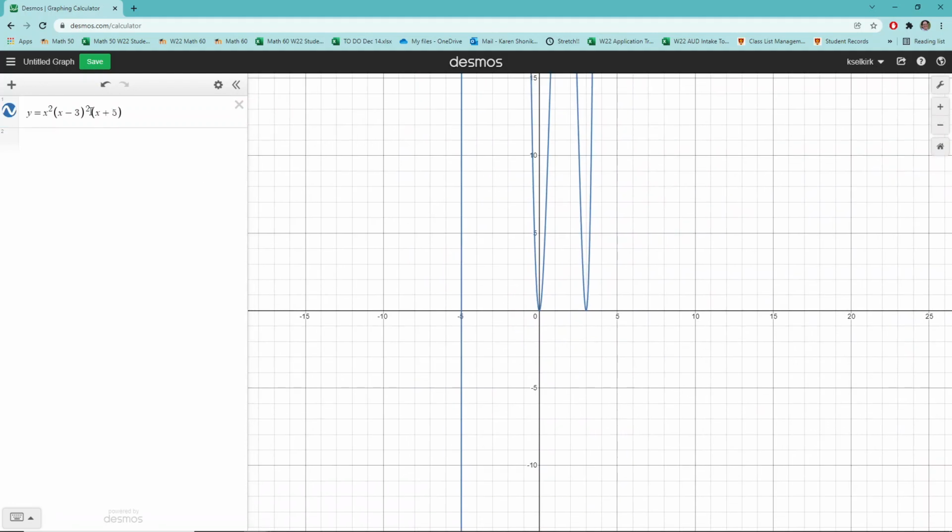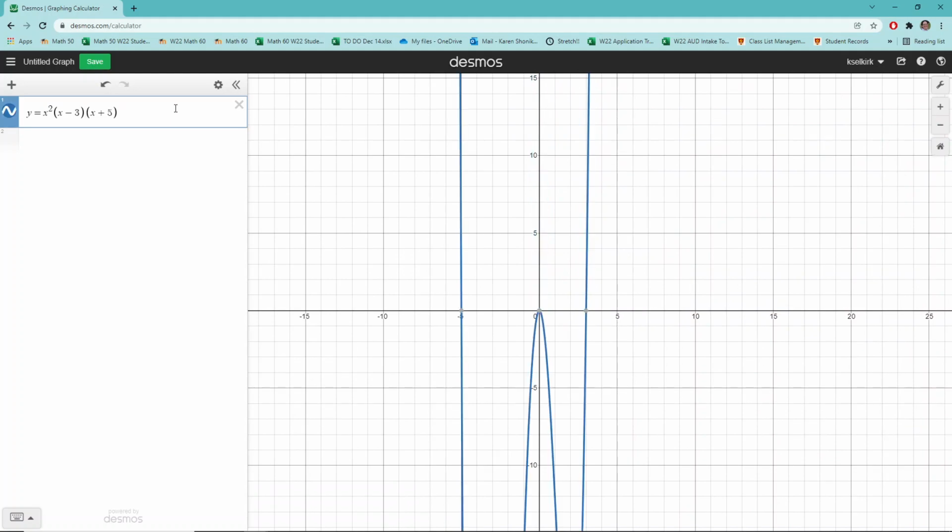Let's see what happens. What if I put a 3 in? So let's get rid of some of these 2's. Actually, let's keep 1. So let's keep the negative 5 as a multiplicity of 1. So the exponent on the factor is a 1. Let's keep the 0 as a 2. Let's change the 1 at 3 to a multiplicity of 3.